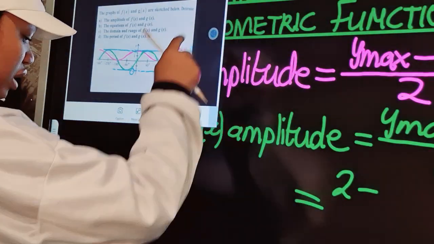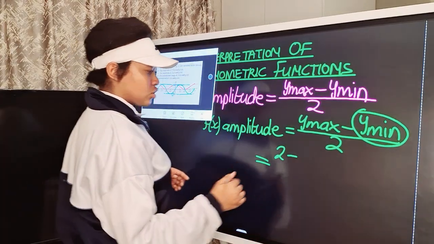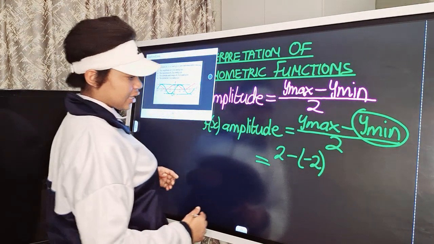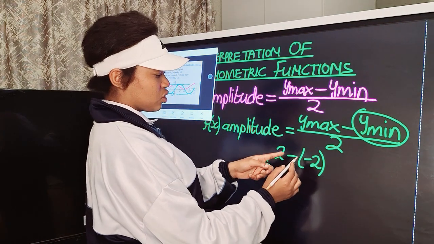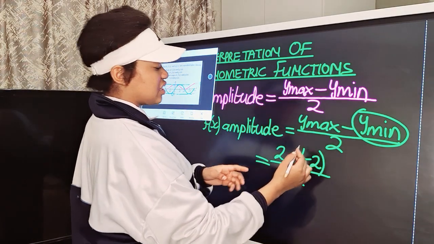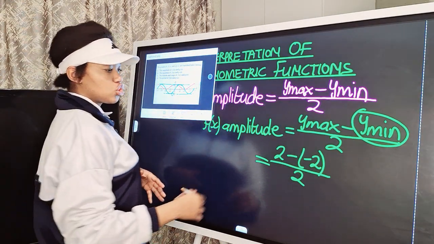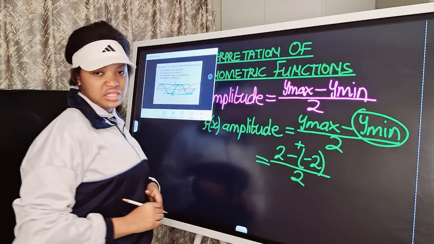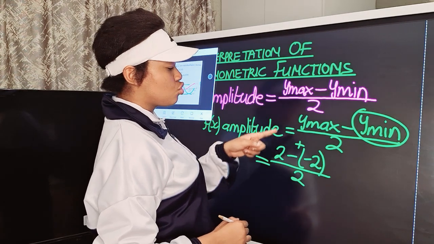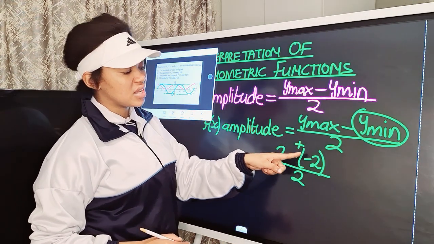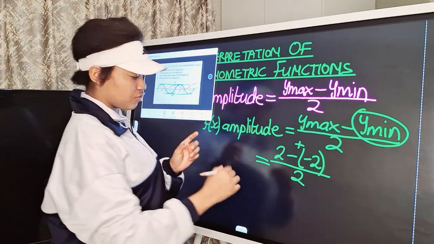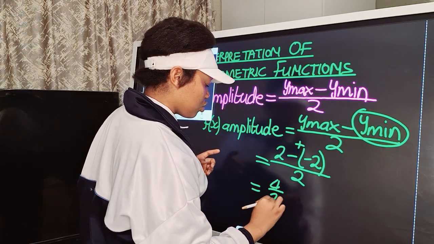It is the lowest point, so I'm going to write it down here: minus negative 2, because negative 2 is the y minimum. You can put it in brackets, because of the negative. Then divide by 2. There are two negatives, which means we multiply the signs: negative times negative is positive. So it's going to be 2 plus 2, which is 4. So the answer is 4 over 2, which is equal to 2.